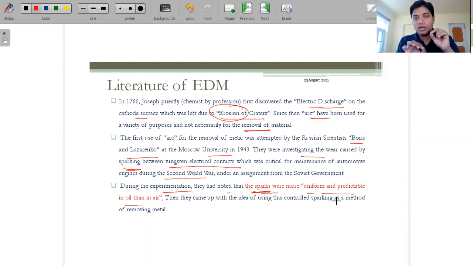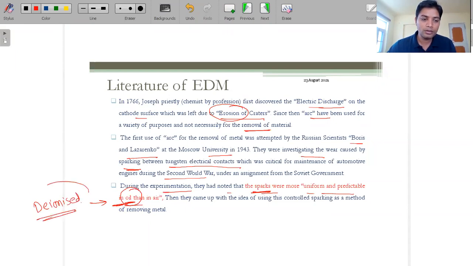If this oil is ionized, then definitely there is burning, because if you spark near petrol, then definitely it will burn. So we keep in mind that whatever oil or fuel we are using, it is deionized. Please keep this in mind, guys.